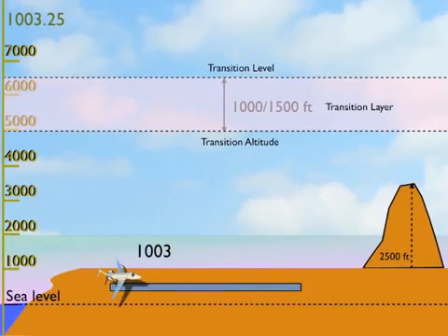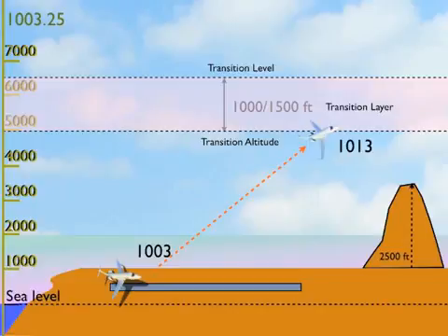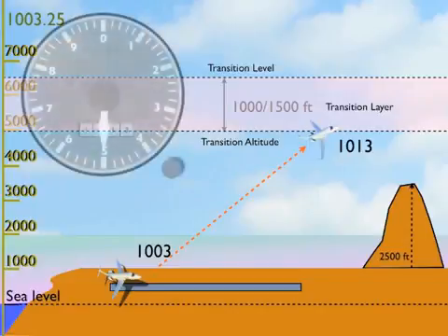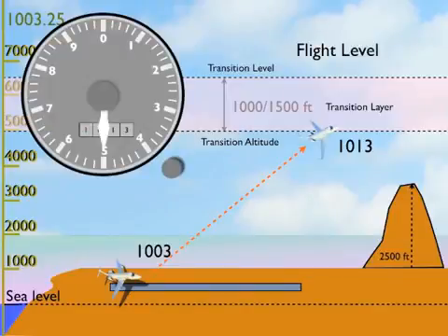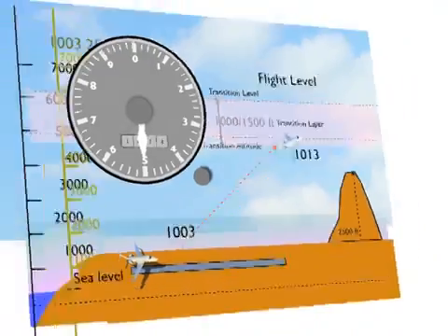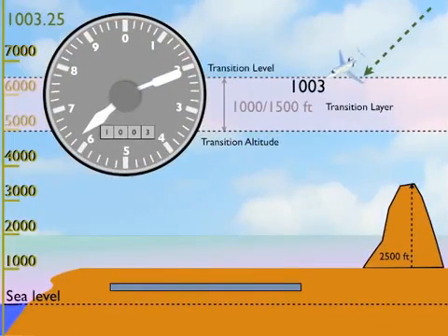When the aircraft takes off and climbs, as it approaches the transition altitude, the altimeter setting is changed over to standard setting of 1013. Hereafter its height is referred to as flight level. A descending aircraft will change over to the local setting of 1003 at the transition level.